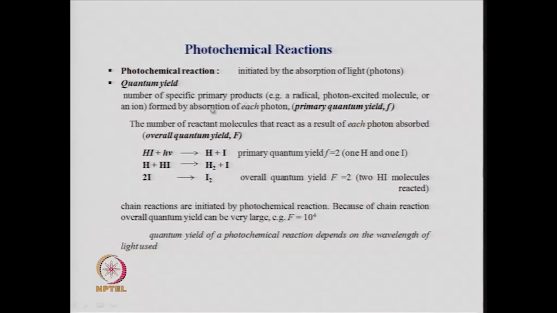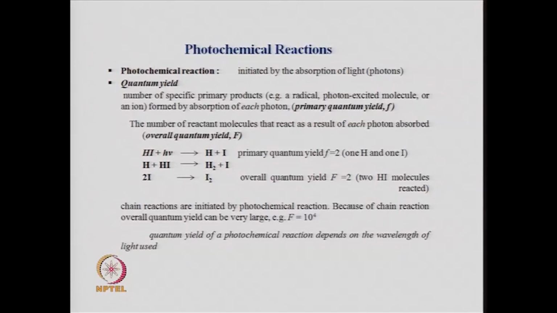The number of specific primary products, for example a radical, a photon excited molecule or an ion. So, when light or photons are absorbed by the photocatalyst, then you may generate a radical. A radical is highly reactive because it has an unpaired electron. You may have a photon excited molecule, a molecule in the excited state, or a photo excited ion, and these primary products can be formed by absorption of each photon.